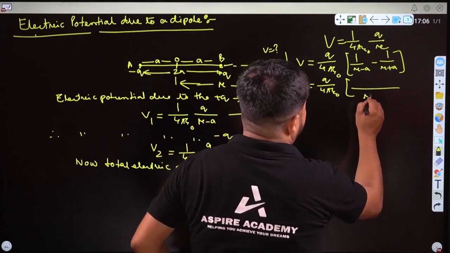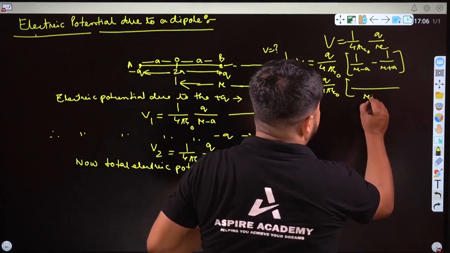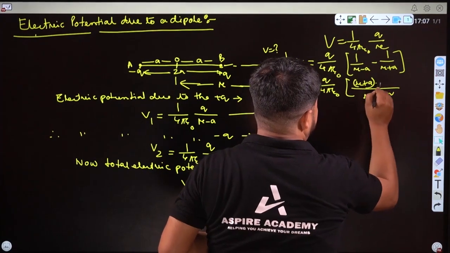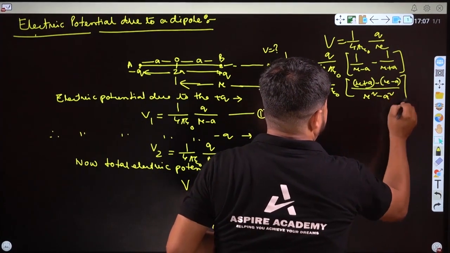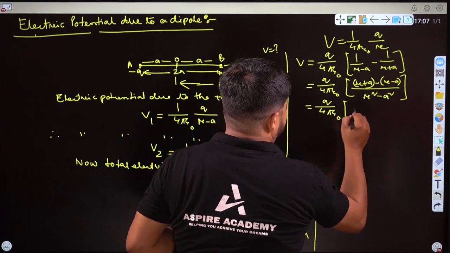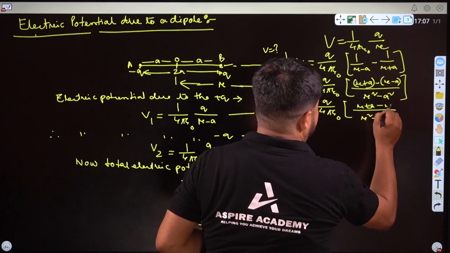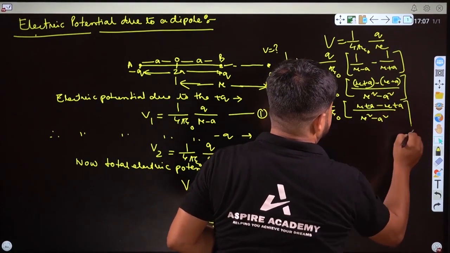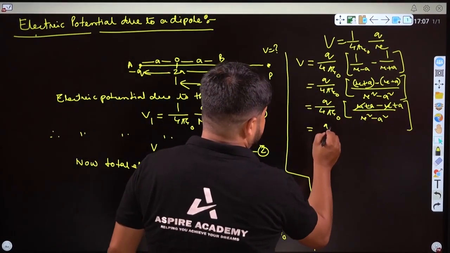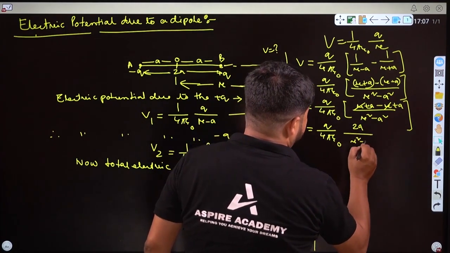R plus A into R minus A is of the form A plus B into A minus B. Formula: A plus B into A minus B is A square minus B square. So here it is R square minus A square. So the LCM numerator is R plus A minus R minus A. So Q by 4 pi epsilon naught over R square minus A square. R plus A minus R plus A: R cancels, and A plus A is twice A. So Q by 4 pi epsilon naught, twice A by R square minus A square.